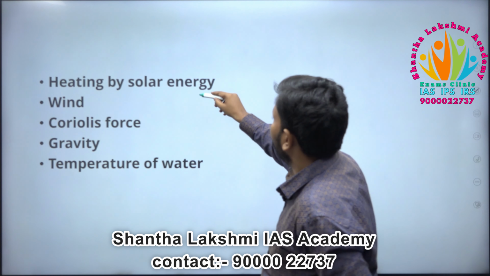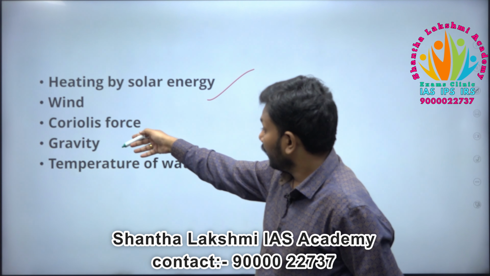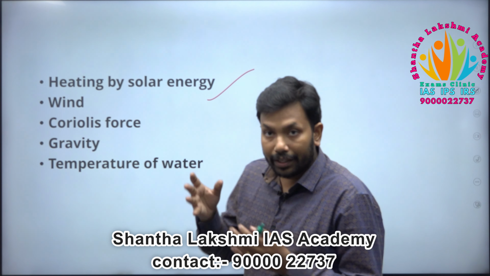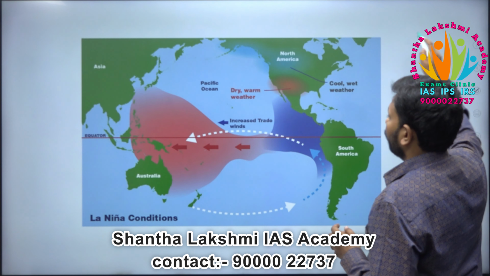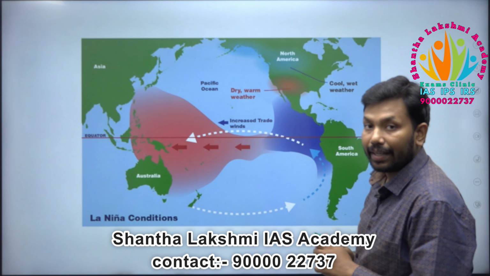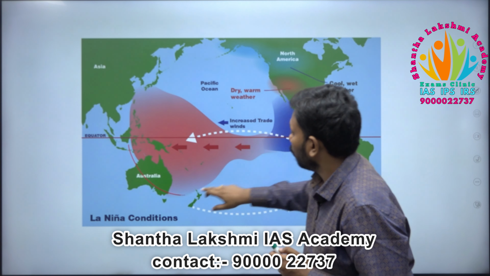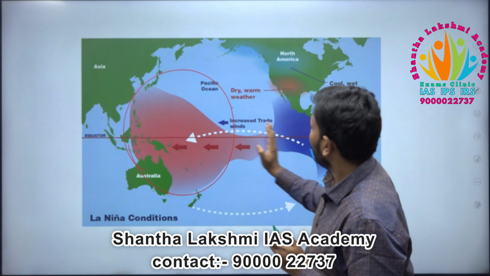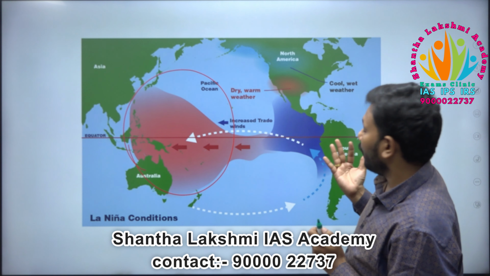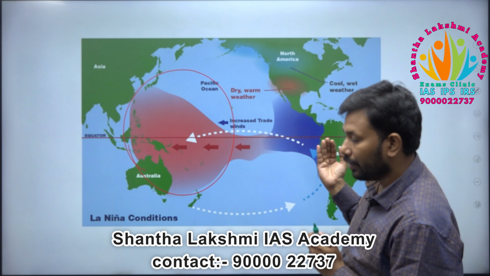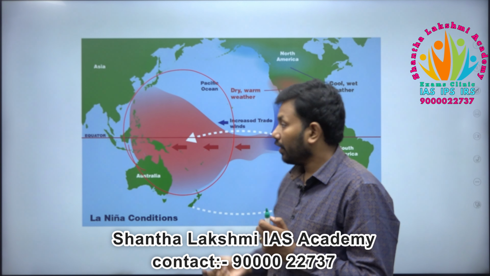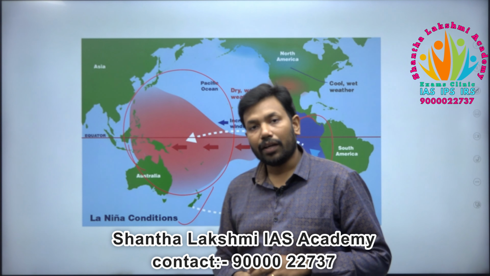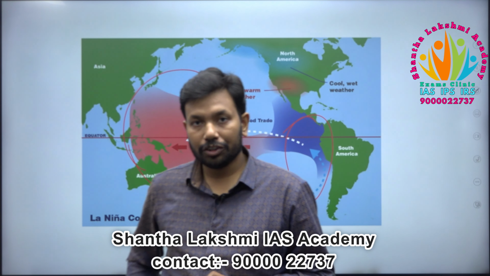these are the factors: heating by solar energy, wind, Coriolis force, gravity, temperature of water. For example, gravity is also one factor. El Nino and La Nina is also one factor. I'll show you how. Whenever there is a La Nina condition, when this is the heat zone and all the water gets diverted to the west, the hot water goes away and the dense cold water comes up. While coming up from below the sea, it brings nutrients along with it, and huge fishing grounds develop in the west of South America when La Nina conditions happen. So you can mention this is also one condition.